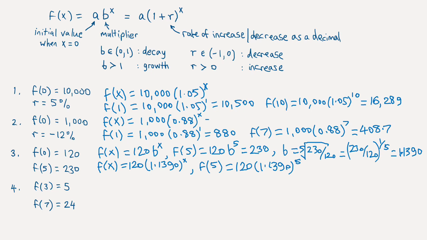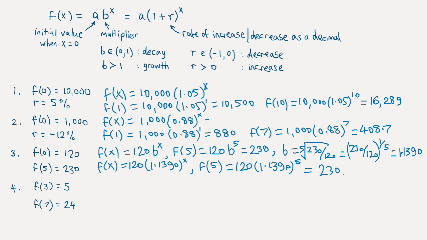So 120 times 1.1390 to the power 5. If you do that on a calculator, you do indeed get 230 to the nearest whole number. Okay, and finally, let's do an example where we're given two values of the function, but neither one is the initial value at x equals 0. What do we do in that case?